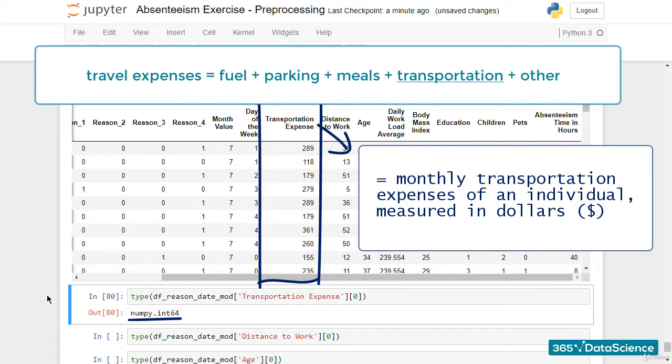Why don't we have floats? Well, we can assume the values recorded in the dataset have been rounded either up or down. At the end of the day, a few cents wouldn't change the potential impact this variable could have on the explanation of absenteeism from work, right?